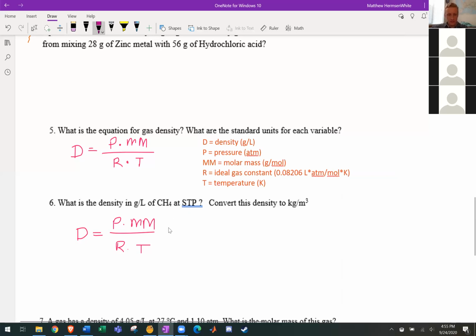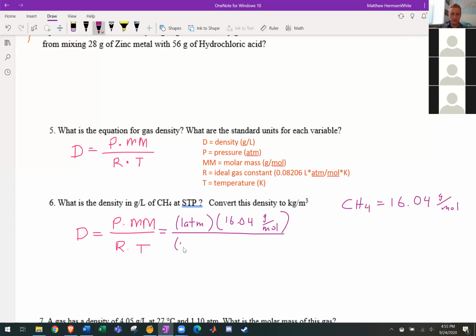All right, let's do this one together. So pressure. We are told it is STP, so that means 1 atmosphere for pressure. For molar mass, it is not directly given, but we can find CH4 from the periodic table. That would be 16.04 grams per mole.